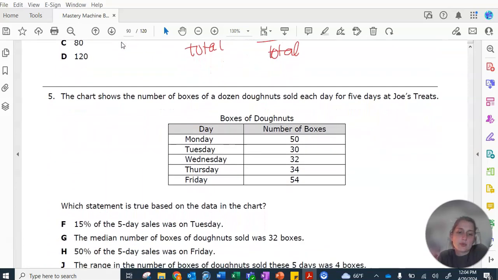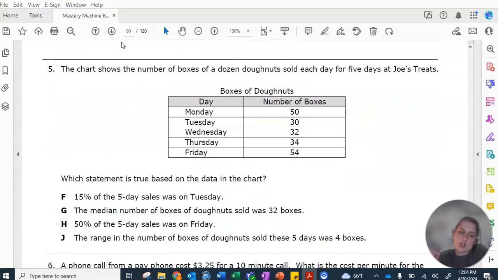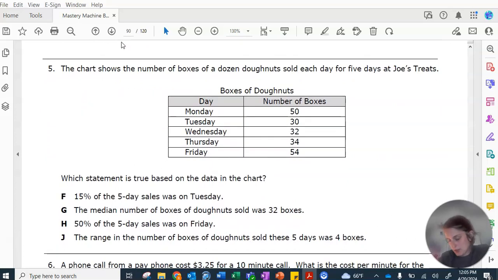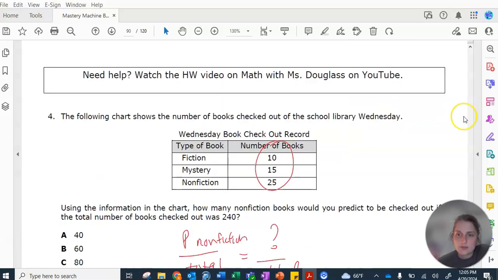Number 5, which statement is true based on the data in the chart? Ooh, I see percents. I'm going to avoid those. Those involve more work than median and range. So I'm going to look at G and J first and hope I find an answer. The median number of boxes was 32. Let's see. Ooh, this list is not even in least to greatest order, so that's my first thing. 30, 32, 34, 50, 54.